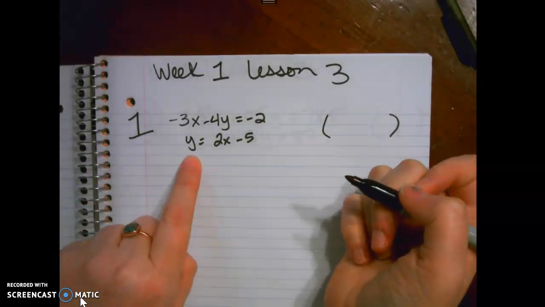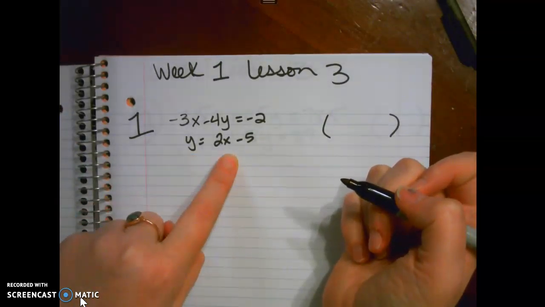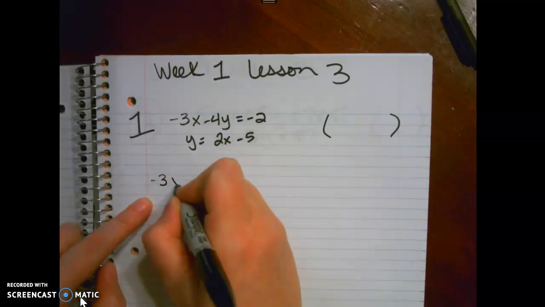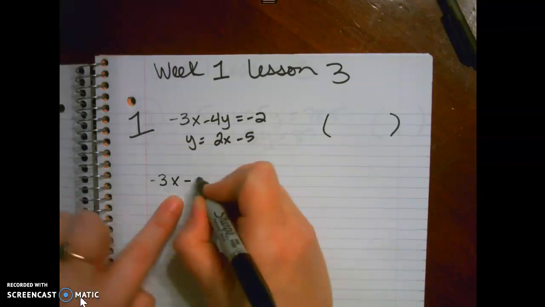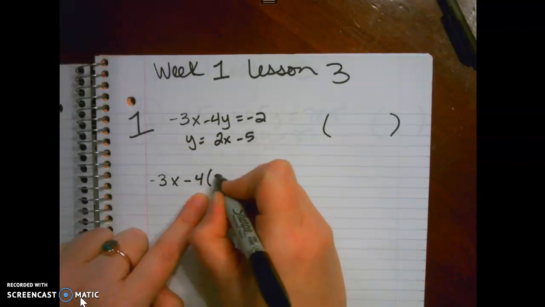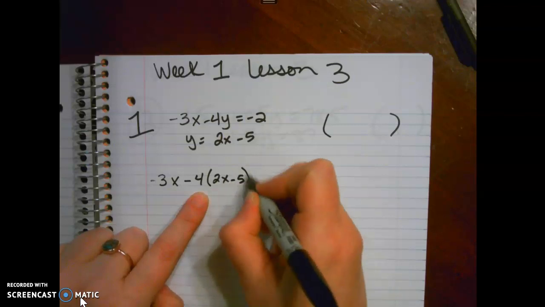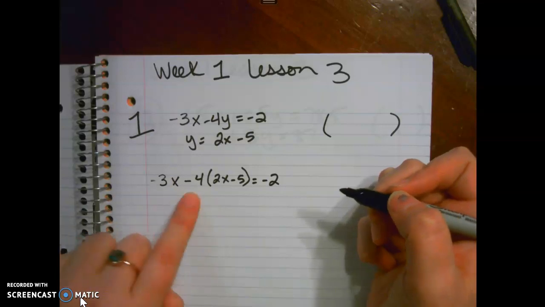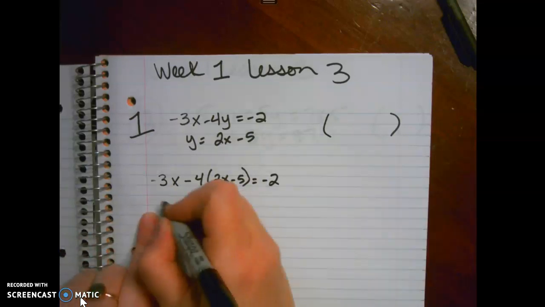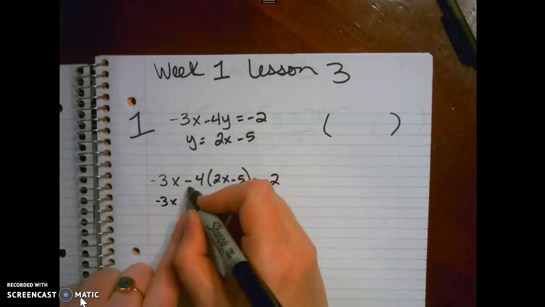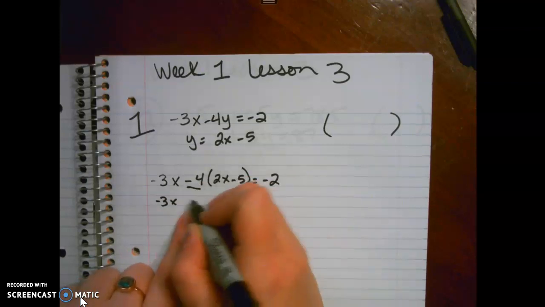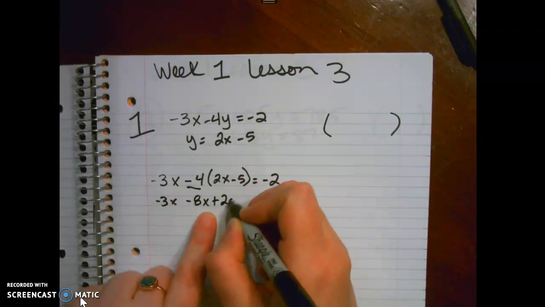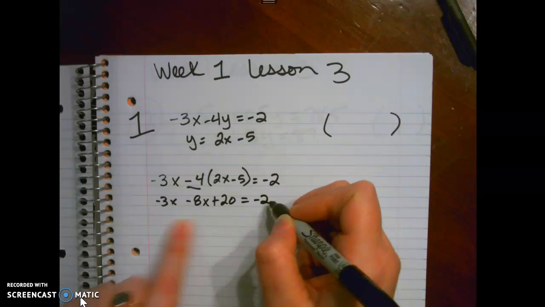So this one's already solved for y, so we're going to plug this piece in right there. So, negative 3x minus 4 times 2x minus 5 equals negative 2. Ta-da! Now we're going to distribute this here and here. Negative 3x, negative 4 times this and times that. Negative 8x plus 20 equals negative 2.